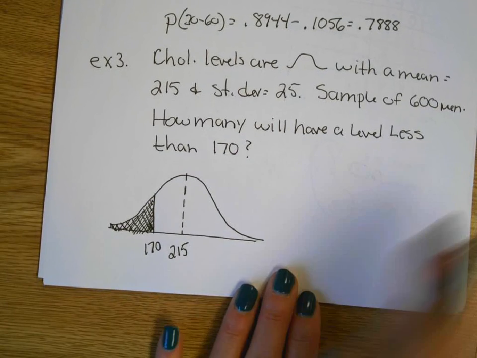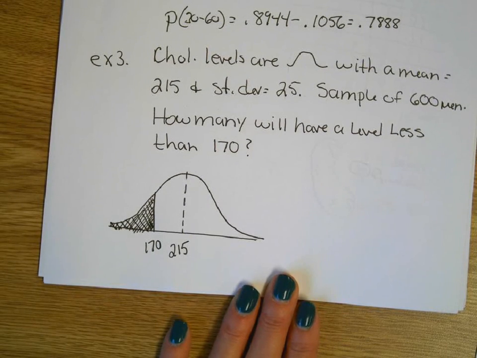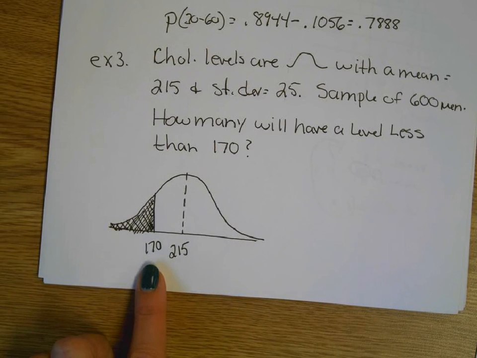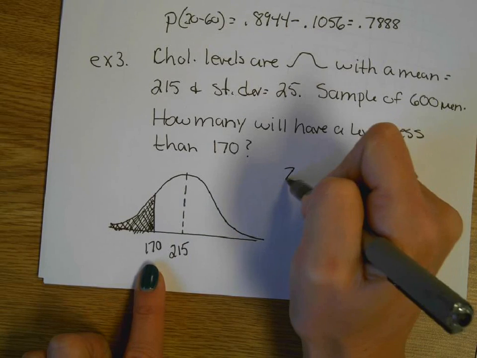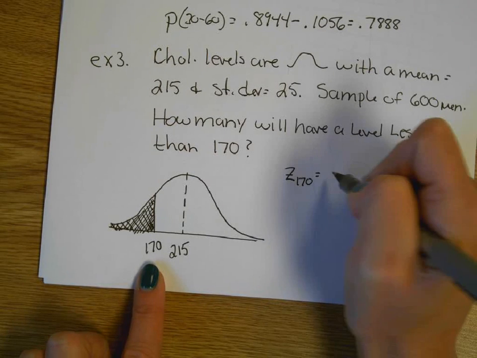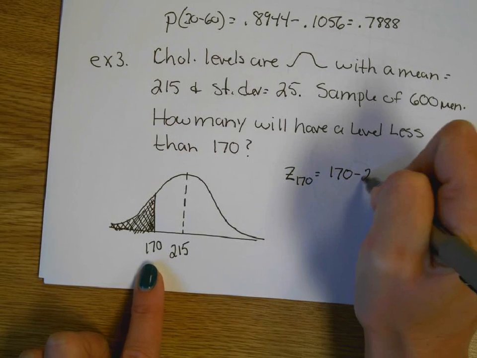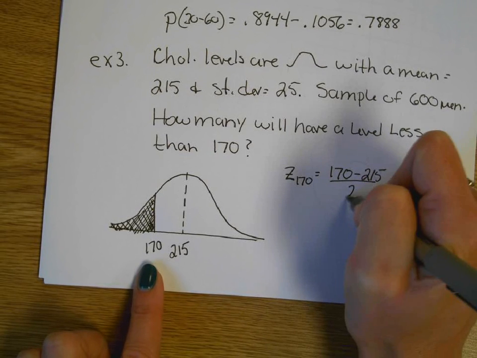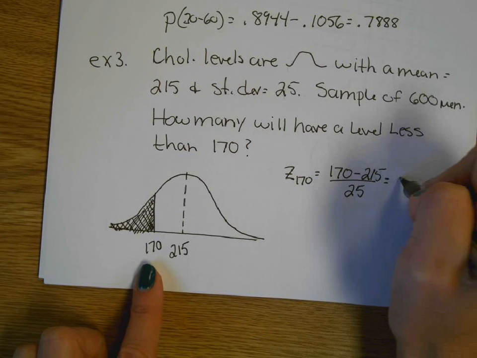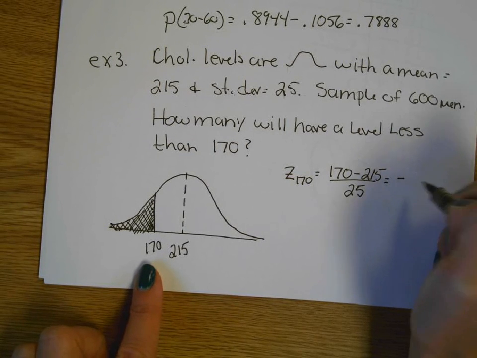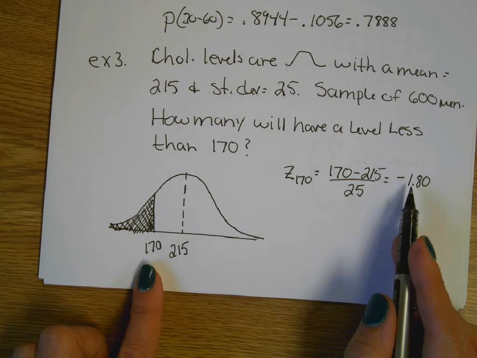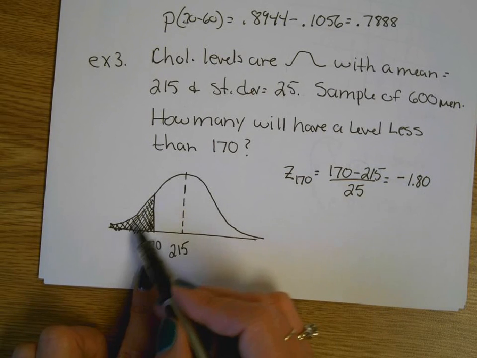That's one chapter. Okay, any guesses on what we're doing here? All it is is one extra step from what we did. You take your formula, find the z-score for this spot, find the probability, and multiply. It's an extra step of multiplying. Very good. 170 minus 215, divide by 25. That gives us a z-score of negative something. I got negative 1.80. Okay.